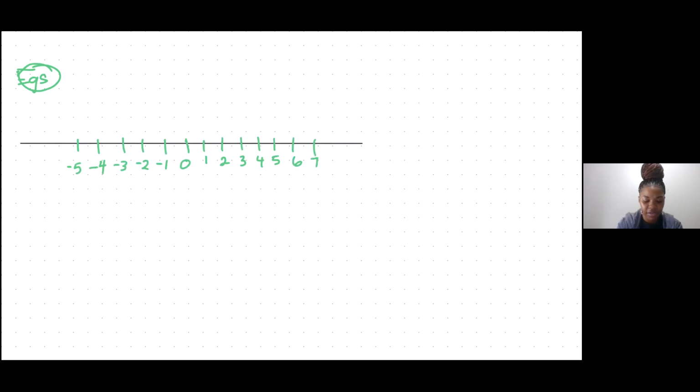Let's say I have a question that says 1 add 2. Simple, right? So I'm going to start at 1 and I'm adding 2. So I'm going to move 2 places to the right. 1, 2. So I know my answer will be 3. Simple. So let's try -1 now. Add 2. So I'm going to start at -1 and I'm going to add 2. So 2 places to the right. I'm adding, so I'm going right. So my answer now is 1.